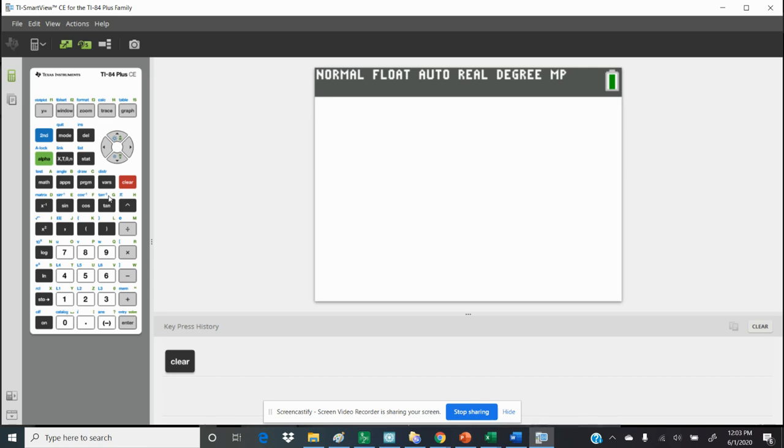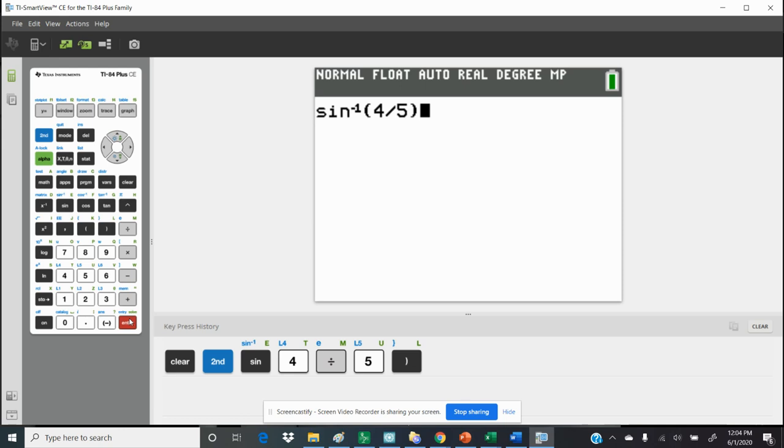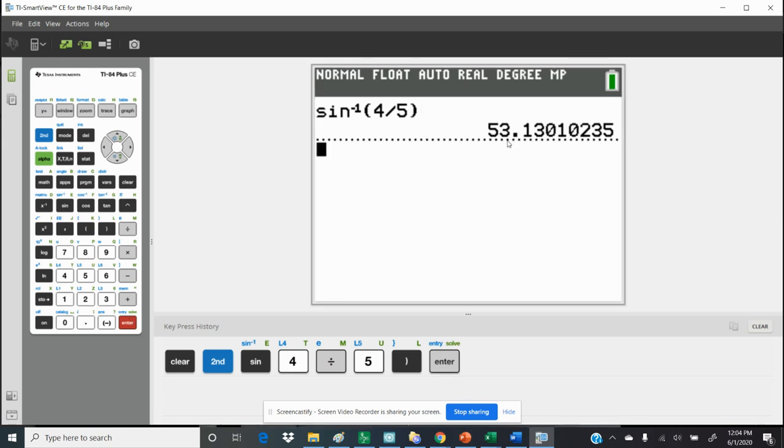So if I wanted to find the arc sine of 4/5, I'm going to go arc sine and then 4 divided by 5 and hit enter. It'll tell me that it's 53 degrees. We usually round to the nearest whole number, so I'll just say 53 degrees.